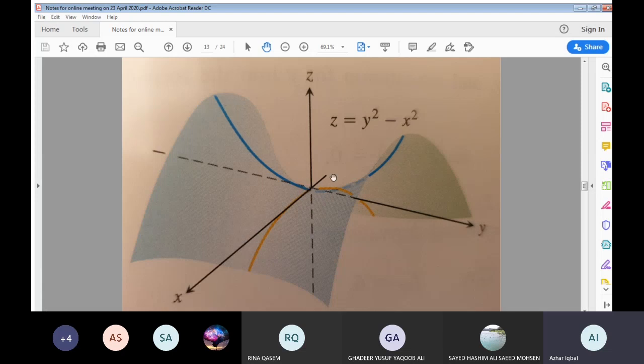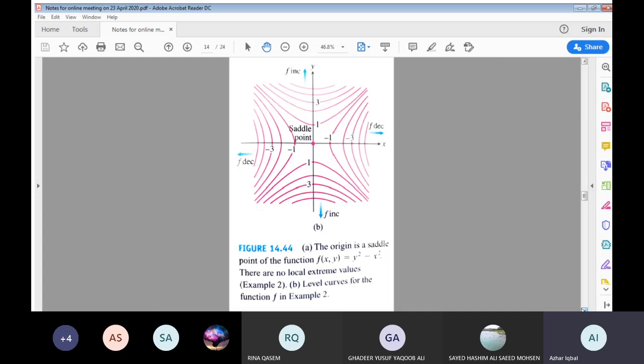It is rising in one direction and going down in the other direction. So this is the case we consider, and this is the property of the saddle surface, and this is an example of a saddle surface, generated by this particular equation.